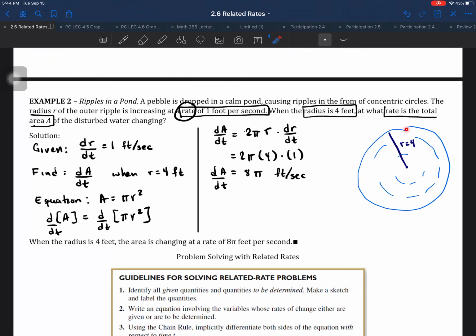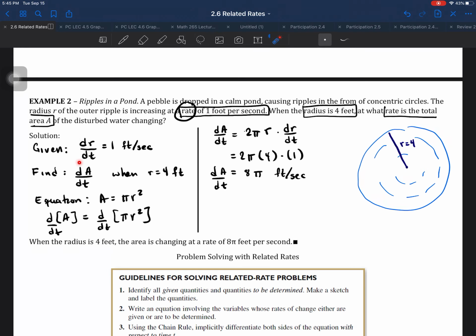Well, the unknown in here is the radius, because if you're talking about the radius of a circle, then the radius is changing. Also, if you notice, they give you that hint over here. The radius of the outer ripple is increasing, meaning it's changing at a rate. What does the rate mean? Derivative. 1 foot per second. The words foot per second also give you a hint for rate.